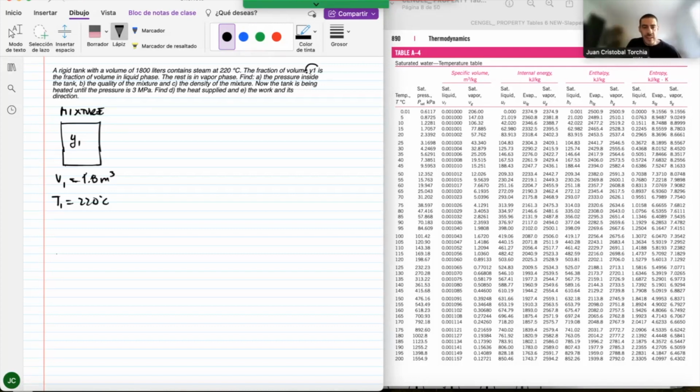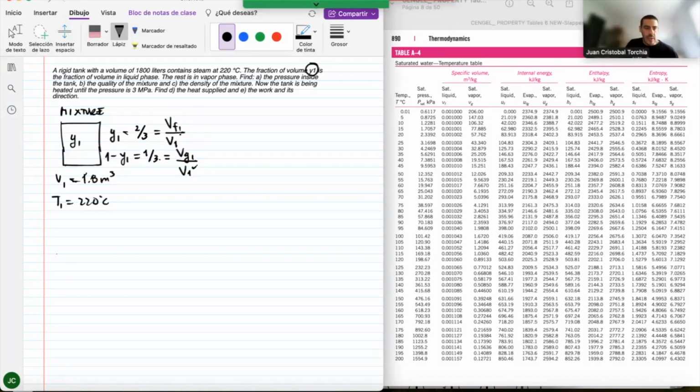It doesn't say this data, so I'm going to pick it. That's what I do when I need to leave something open and then do several problems out of several data. So I'm going to say that y1 equals 2/3. That means 1 minus y1 equals 1/3. This is equal, according to the problem, to the volume of the liquid phase divided by the volume of the whole rigid tank, and this one is the volume of the vapor phase divided by the volume of the whole rigid tank.